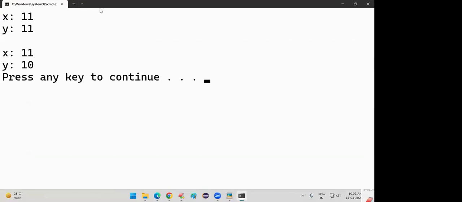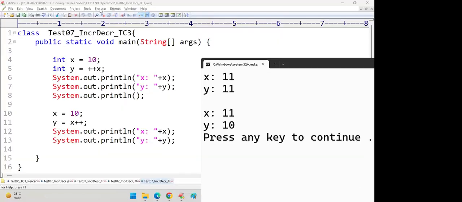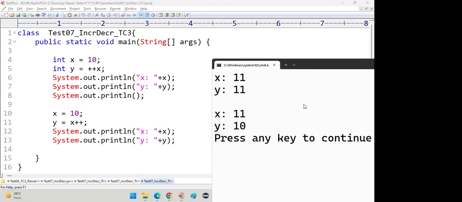This is the output. What did I tell you? The difference between plus plus x and x plus plus will be in the same execution line, not in the next line. In the next line, the x value is the incremented value only. The difference is only in the currently executing line. Here the y value is 11, there the y value is 10. Understood? Why?